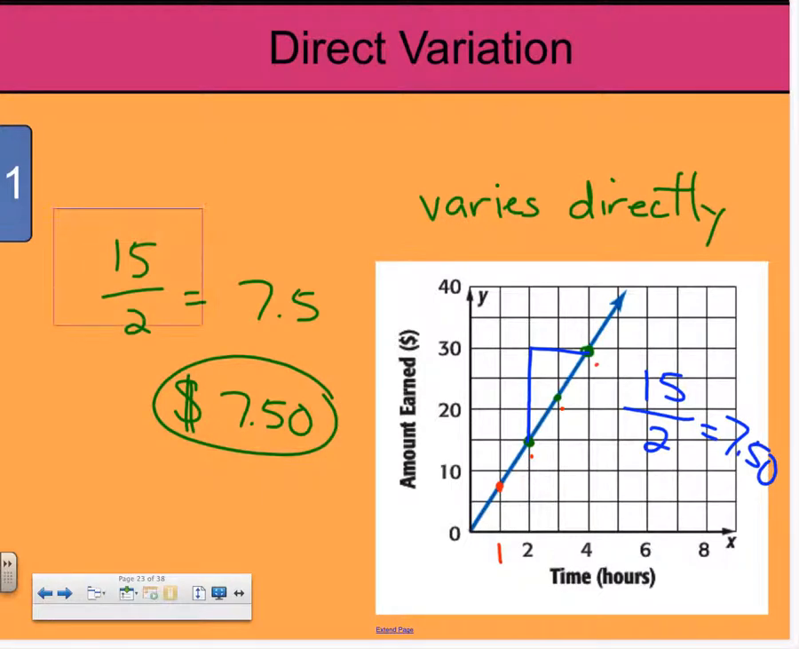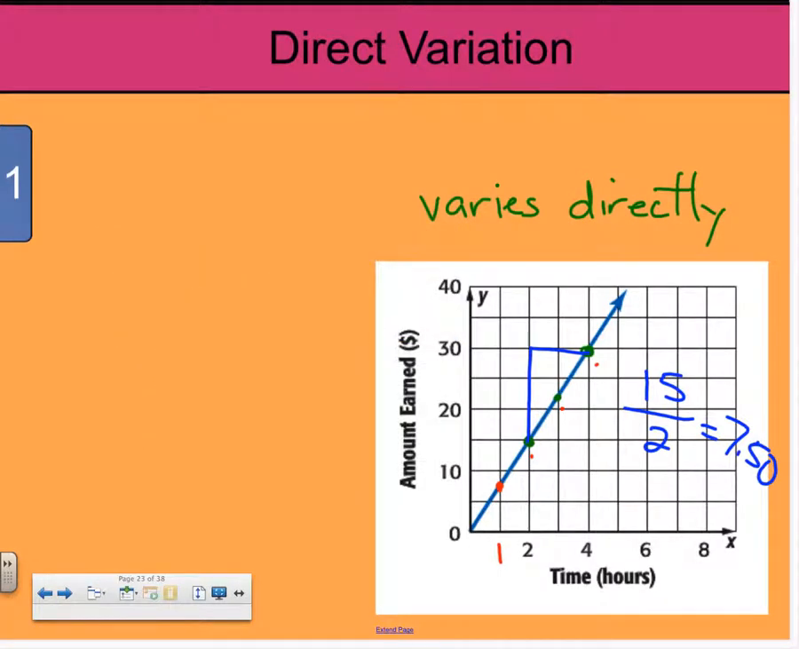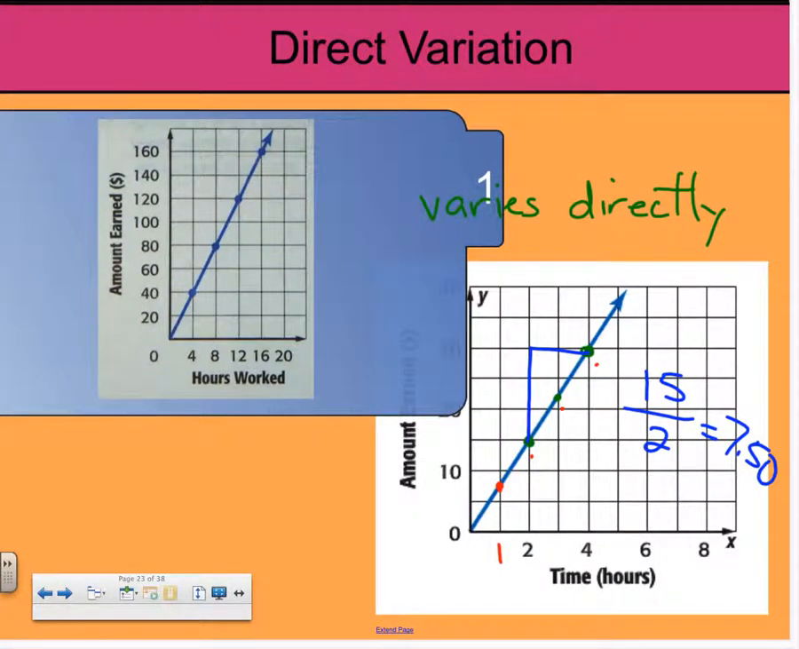Okay, let's look at one more. So remember, direct variation, linear, proportional. How can you know that this example is a direct variation? It's a straight line, which means it's linear. Yes, ma'am. All right, Savannah says it goes through the origin. So if it goes through the origin, it means it's proportional. And what did we say in the last slide? Direct variation equals linear and proportional. So we know this is proportional.